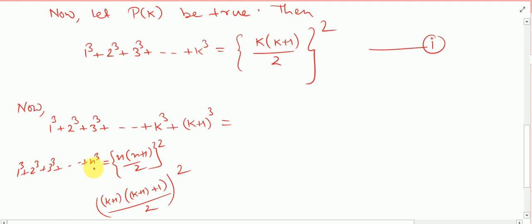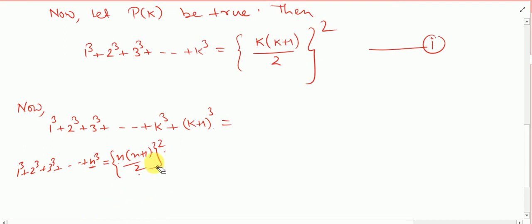Clear? Like here in the statement, when the last term is n, then you have n plus 1 upon 2 whole square. So in the same way here our last term is k plus 1, so we should have k plus 1 upon 2 whole square. So at the end, by simplification, you should be able to get this on the right, then only you can say that P(k plus 1) is true.